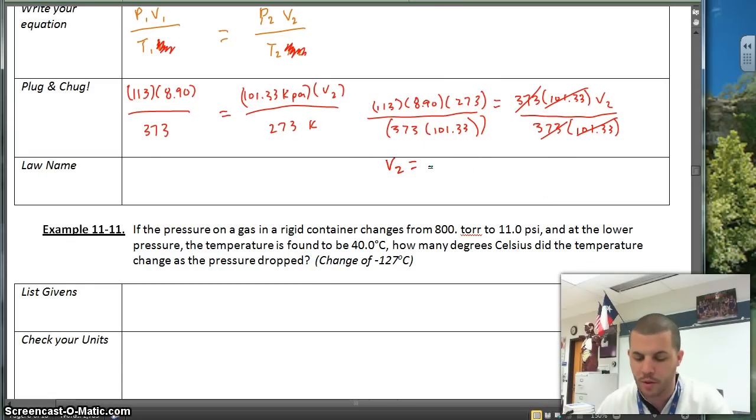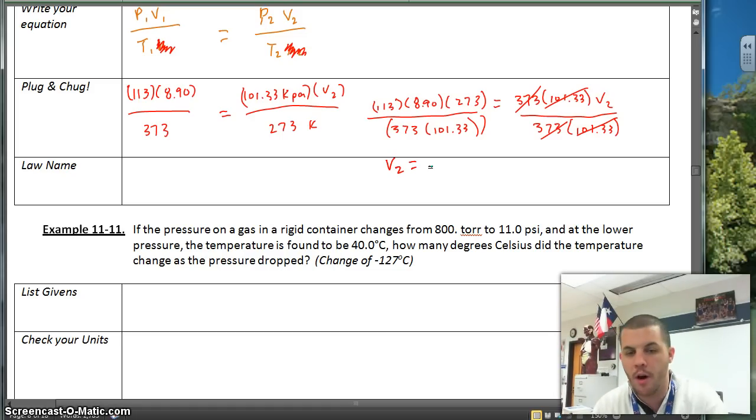So V2 equals, I'm going to do 113 times 8.90 times 273 and hit enter. Then I'm going to divide by, here's the key, open parentheses. I dropped my calculator. Open parentheses. Oh no, not natural log. 373 times 101.33. Close parentheses. Enter. 7.26.